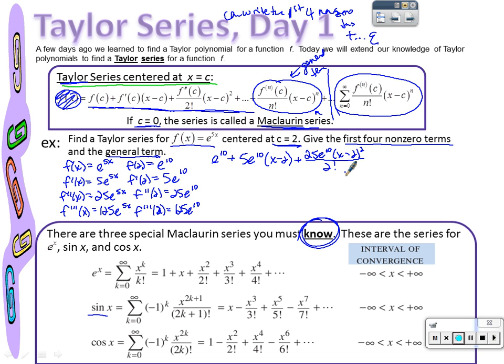Plus, let's see how many terms. We have 3 terms so far. We need another one. 125e to the 10th times x minus 2 cubed over 3 factorial plus dot dot dot. Now after that we write the general term just like this format shows us up here. Plus dot dot dot plus.